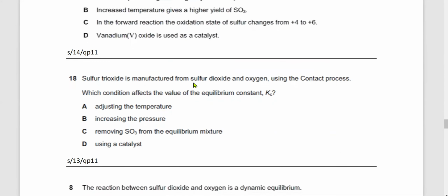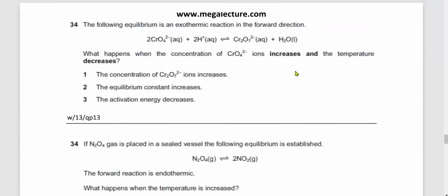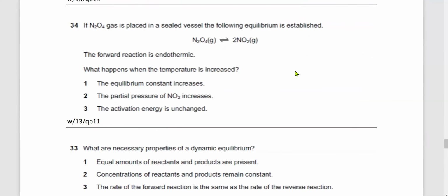Sulfur trioxide is manufactured from sulfur dioxide and oxygen using the Contact process. Never mind, forget it. We don't know what that is. What happens when the pressure of the system is increased? So the pressure is increased, so the rate of reaction will increase, and the position of the equilibrium... D. B? D. D is fine. I think we did this. Forget this.